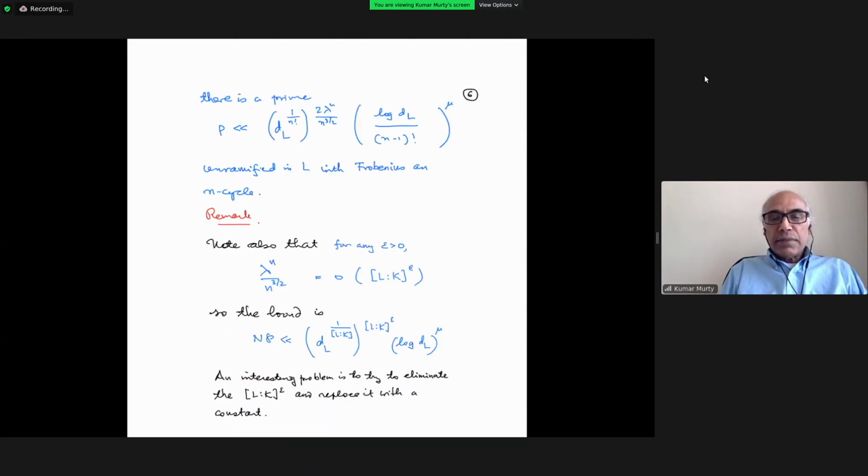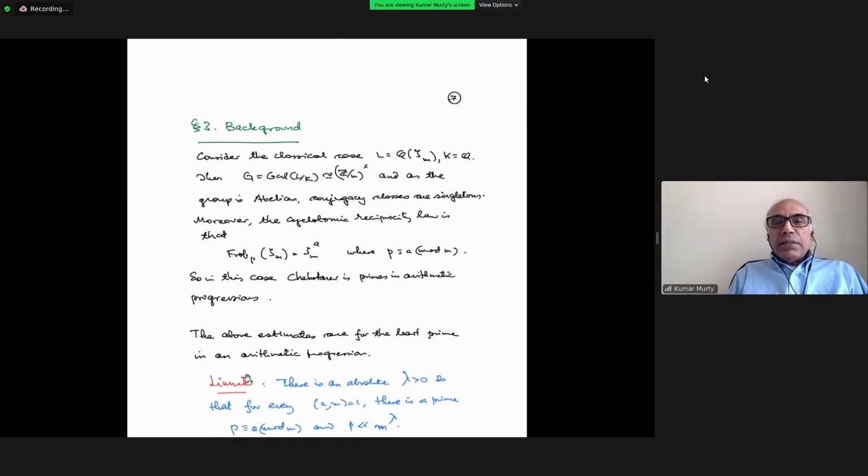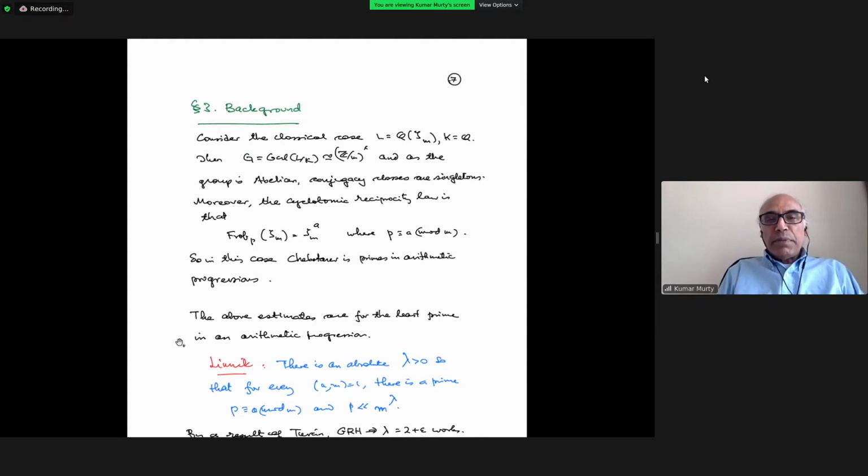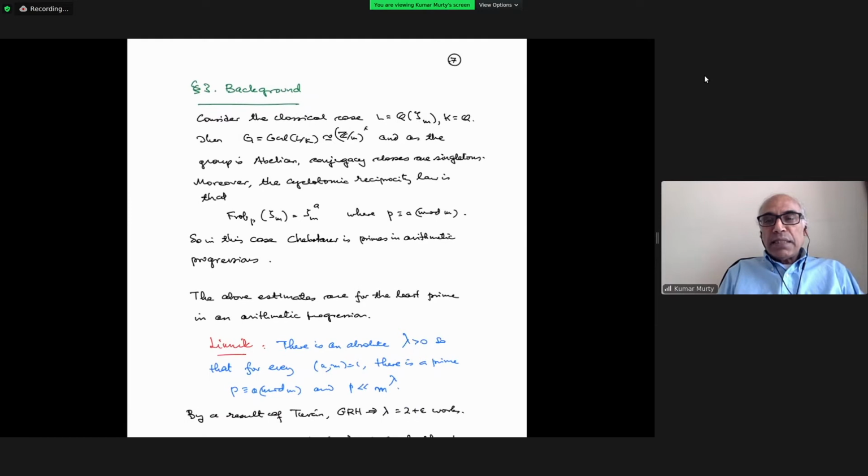Okay. So let's go back and look at the background. Where is this problem kind of coming from? I think there are people in the audience who love the problem, the classical problem of primes in arithmetic progressions, and that's of course the origin of it. So you can consider the classical case where K is Q, and L is the mth cyclotomic field.